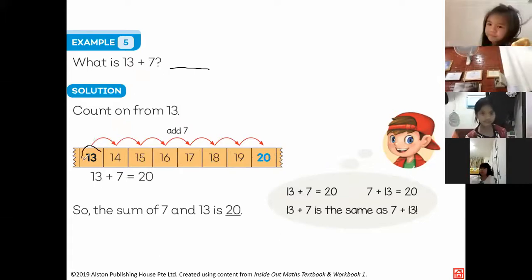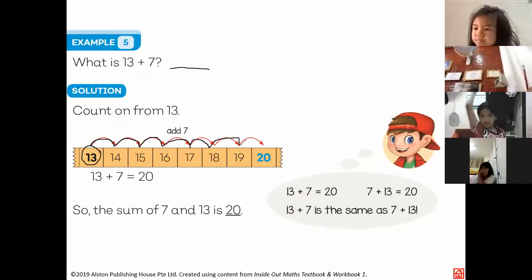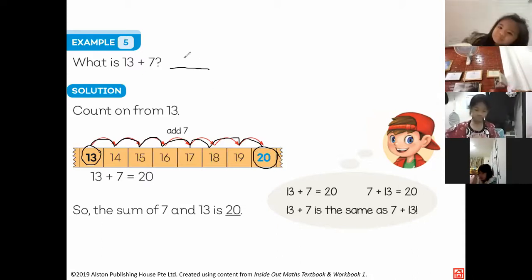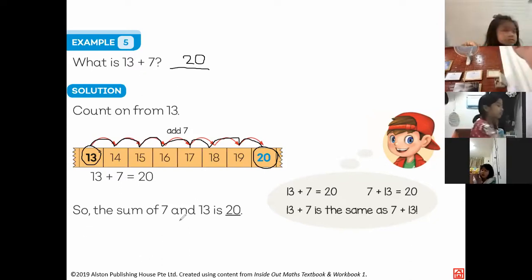So 13 is over here, right? And then additional 7. Let's count. 1, 2, 3, 4, 5, 6, and 7. So 13 plus 7, that's going to be 20. So the answer for this question is 20. So the sum of 7 and 13.